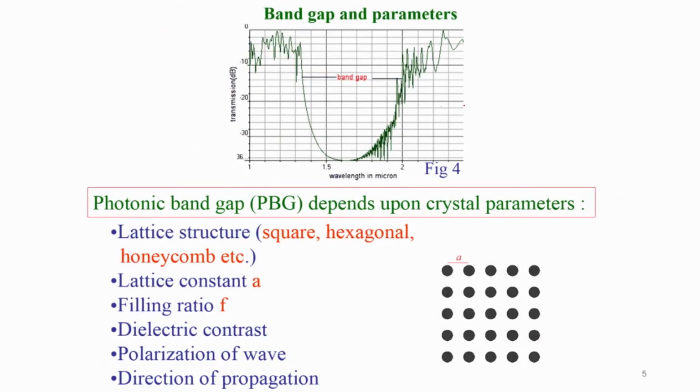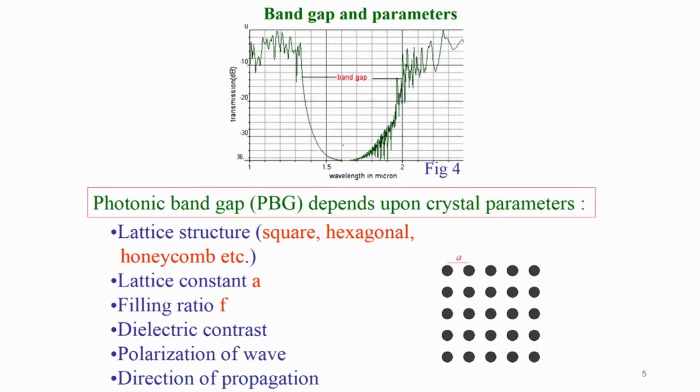So, this is a typical band structure of a photonic band gap structure. You have the wavelength in microns on the x axis and the transmission coefficient on the y axis. You can see that there is a band of frequencies which are not allowed to propagate. Typically this is designed to operate in the communication band, between 1.4 to 1.7 microns. You see a large band gap.